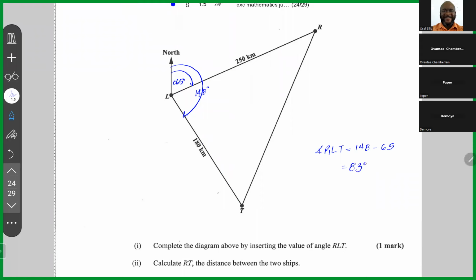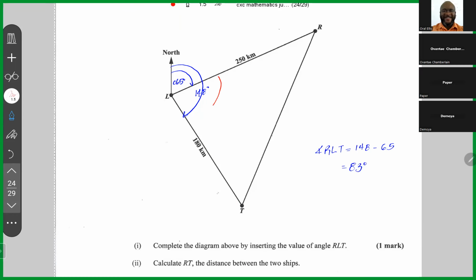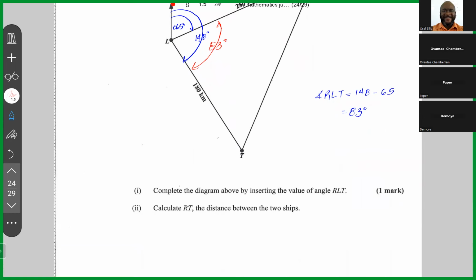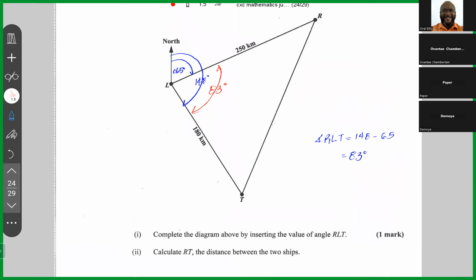83 degrees. So let's make it red. The angle here is 83 degrees. It's 148 minus 65. We're to complete the diagram by putting in that angle, which we did. We're to calculate the distance between the two ships. The distance between the two ships is RT. That's the distance between them.